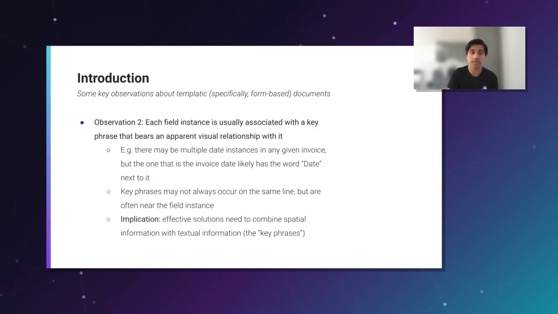The second observation is that each field instance is usually associated with a key phrase that bears an apparent visual relationship with it. What this means is that each field instance has in its surrounding context key phrases that relate very strongly to what that field instance might represent. There might be multiple date instances in any given invoice, maybe the invoice date, maybe the due date, things of that nature. But the one that is the invoice date likely has the words invoice date or dated next to it.